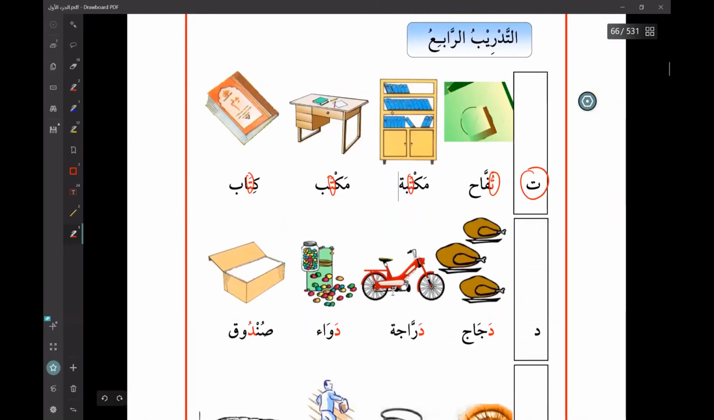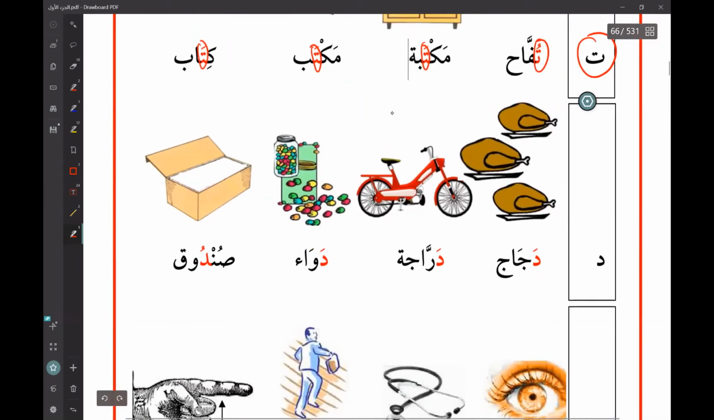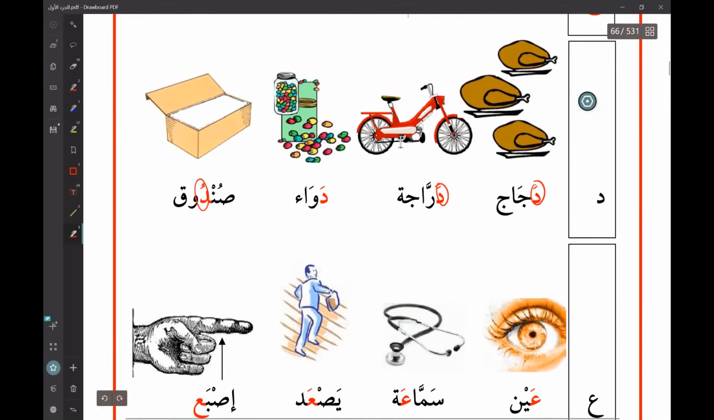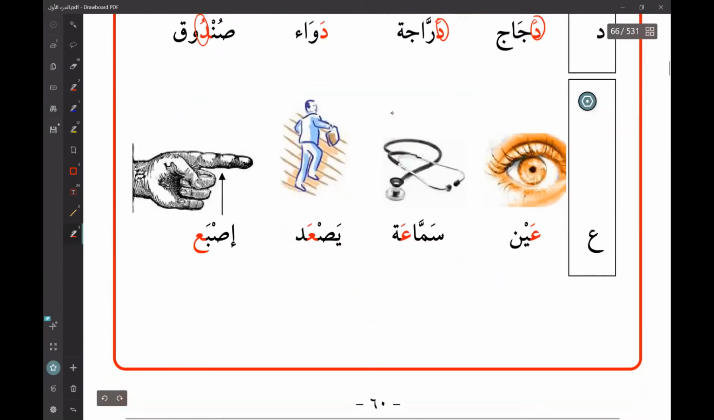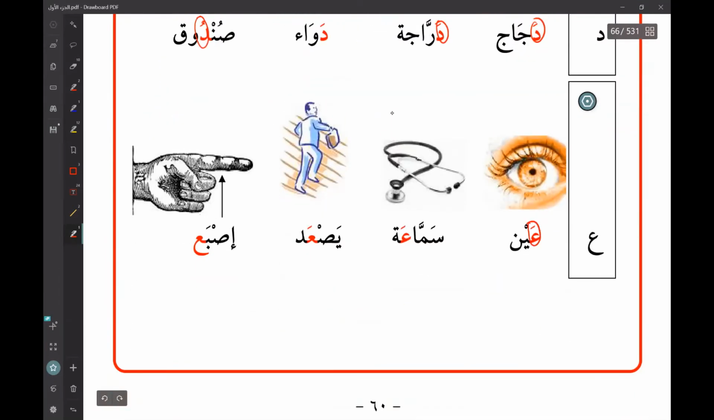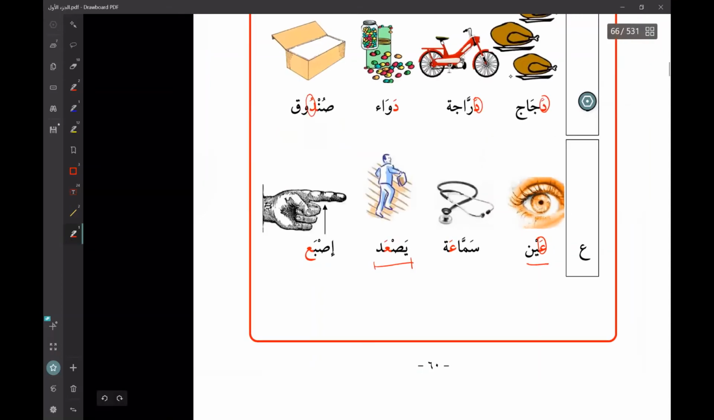Then now they're doing the same thing with dal: dajaj, chicken, daraja, dawa, sunduk. Okay, you understand? And these are all old words, so you should know them by now. Then we have ain, we have the ain in the beginning. Then we have sama'a, okay? Then we have yas'ad. Yas'ad is a verb, remember, to climb up. Then we have isba'. Isba' is a finger, okay?